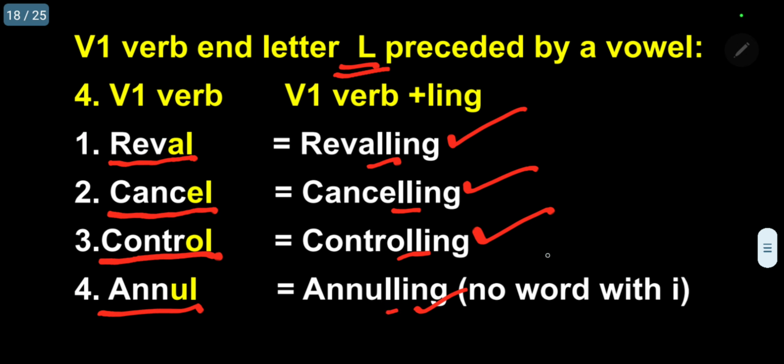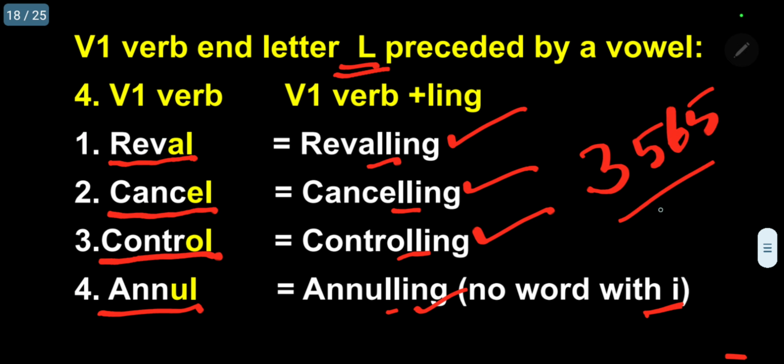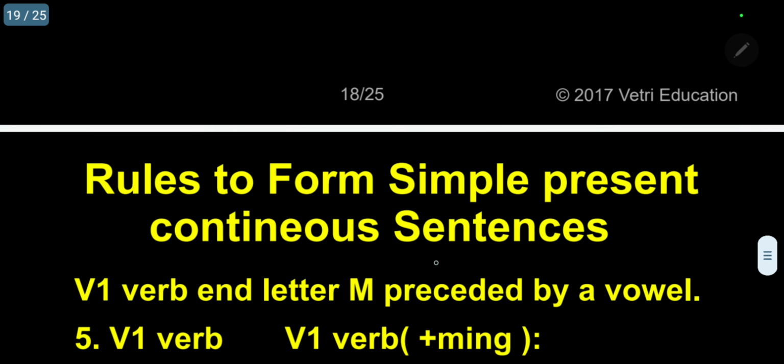Here, no word is found with I. No verb is identified with I in the Oxford Dictionary, so I cannot give one here. Out of 3,565 verbs, a verb ending with L preceded by the vowel I is not available. That's why I have just mentioned no word with I. Please follow. The next one, M.